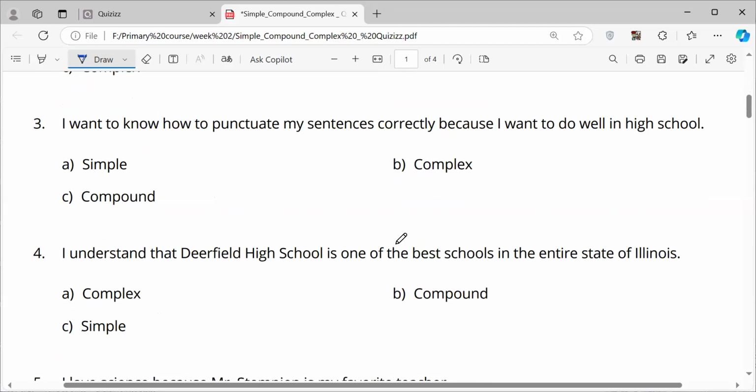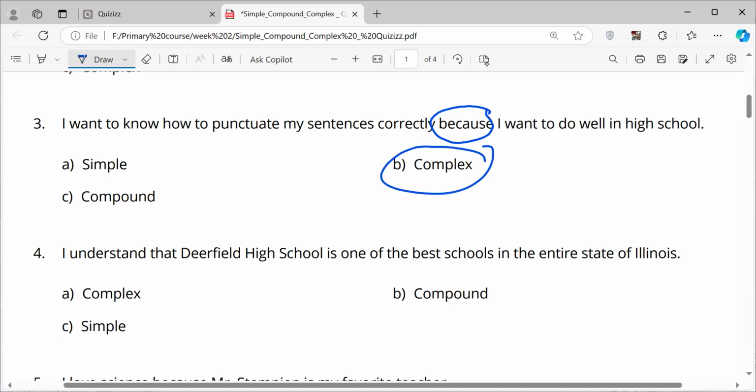3. I want to know how to punctuate my sentence correctly because I want to do well in high school. It's complex. Yeah, all right.